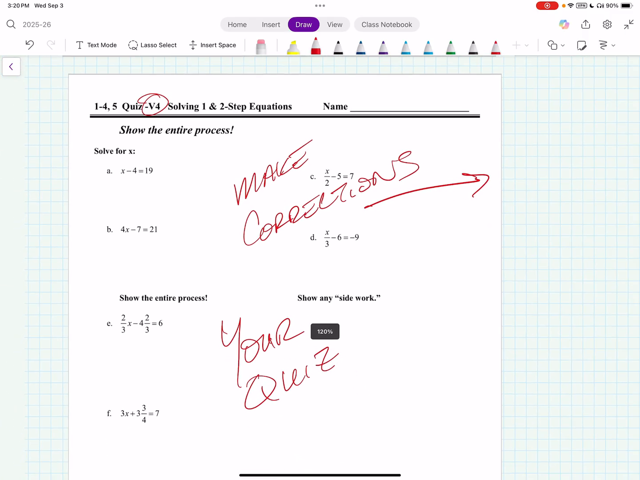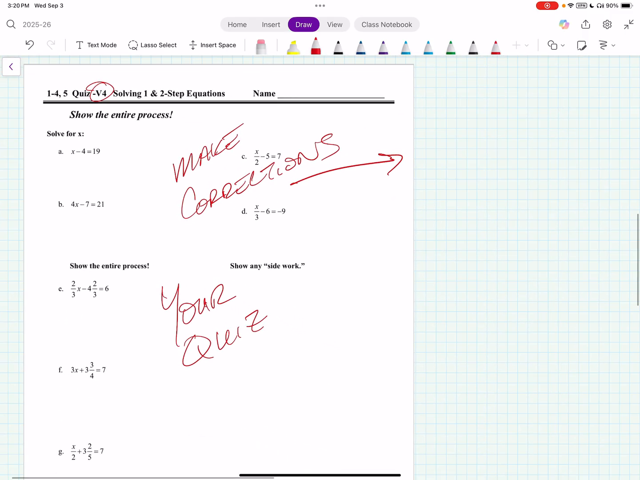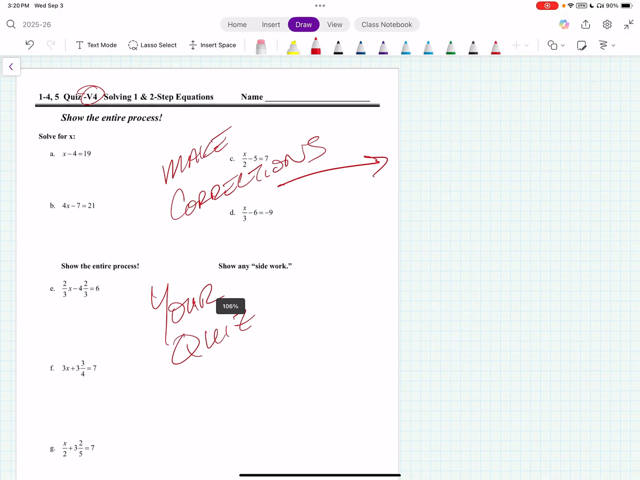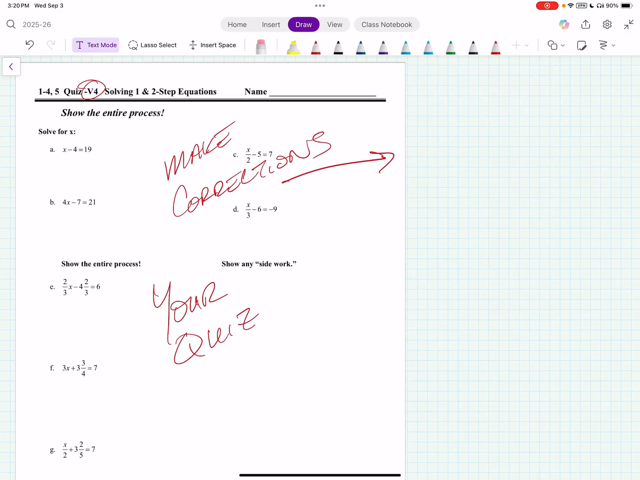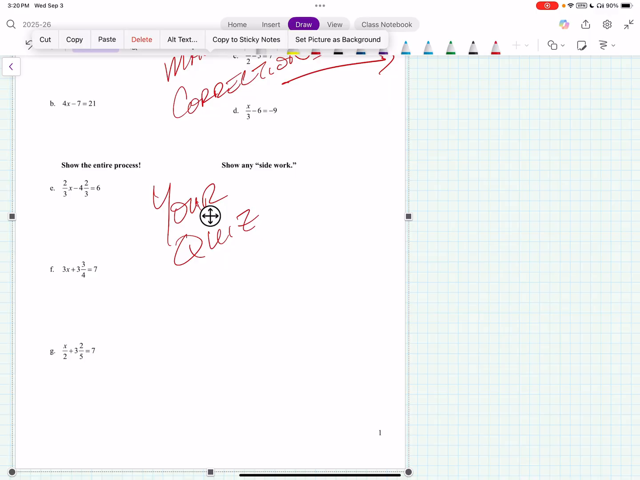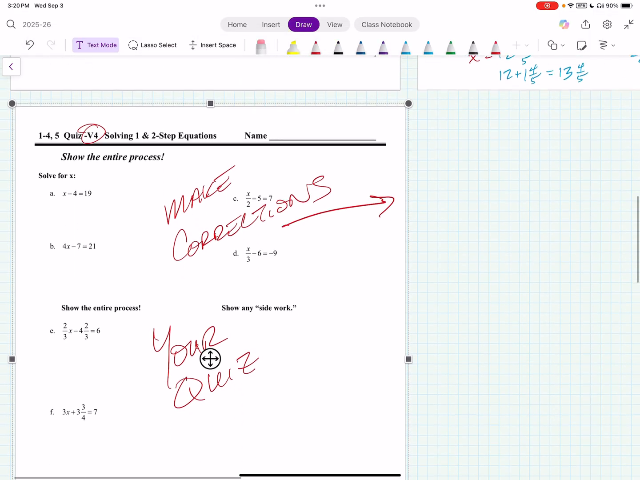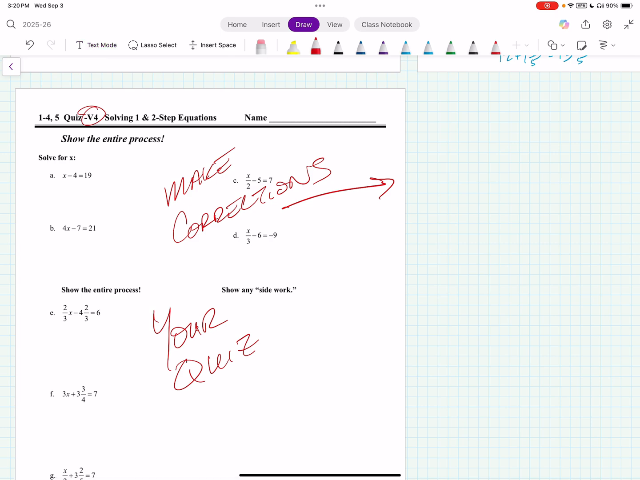All right, and the first thing we do is pull up your quiz here in your OneNote. You should be split screen and have your video on one side and your OneNote on the other side. Before we get started, click on the text mode at the very top left, click on your document, copy it. Then grab a pen and write down corrections over here on the right-hand side.